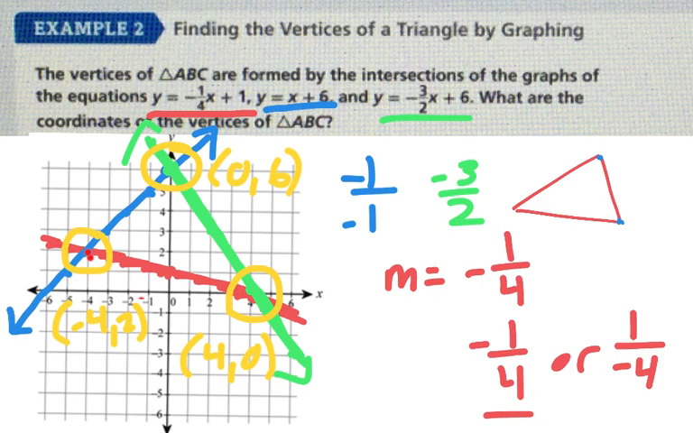So graphing to find vertices is valid and it works, but we also had to be very careful about how we graphed it, right? What if my lines were a little crooked, a little slanted? What if my graph wasn't to scale? I mean, there's a lot of problems we could have, right? So we're going to do another example where you graph this way using vertices, but then the next example, we are going to show a different way to find vertices that does not involve graphing.